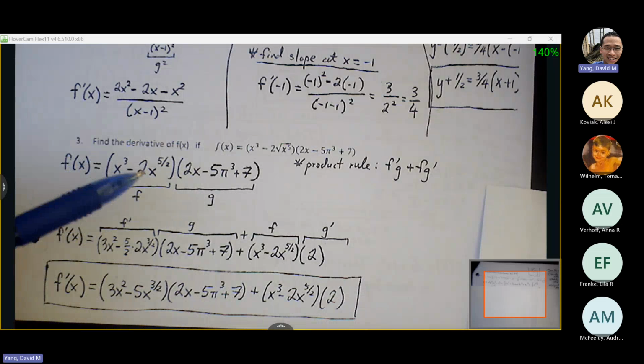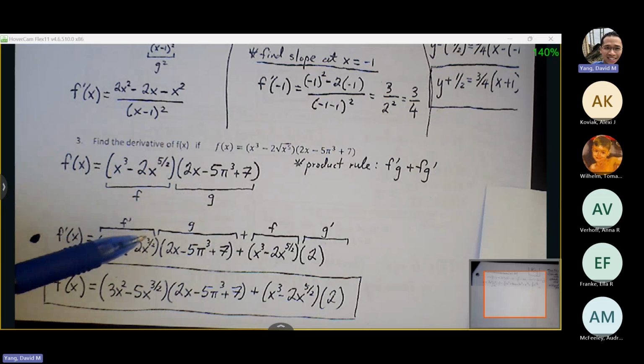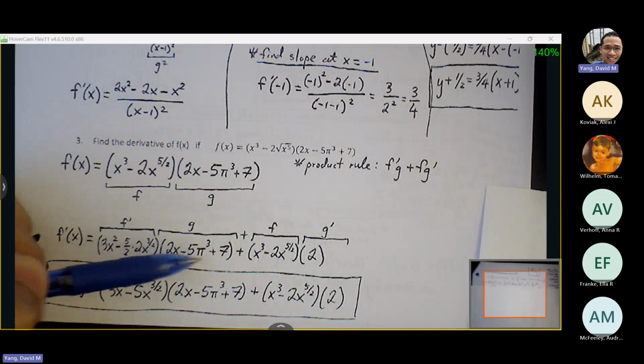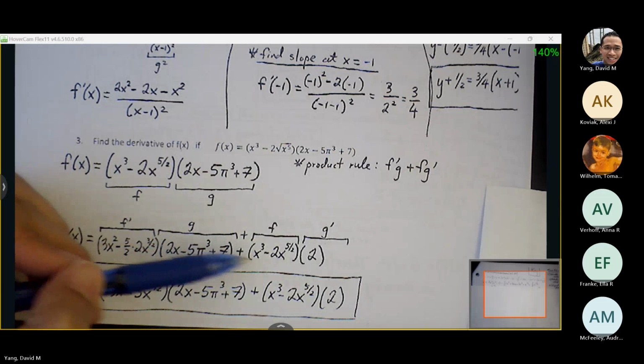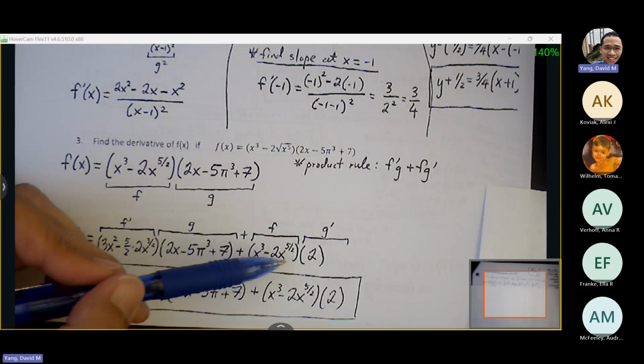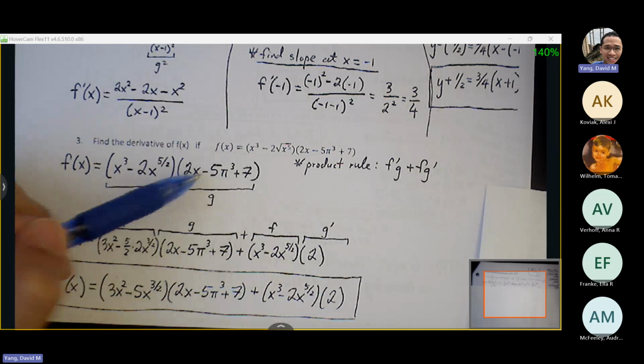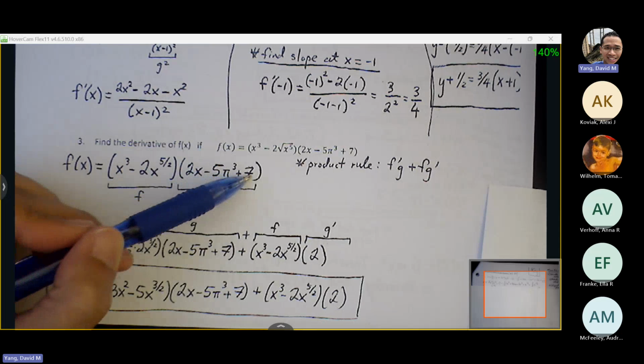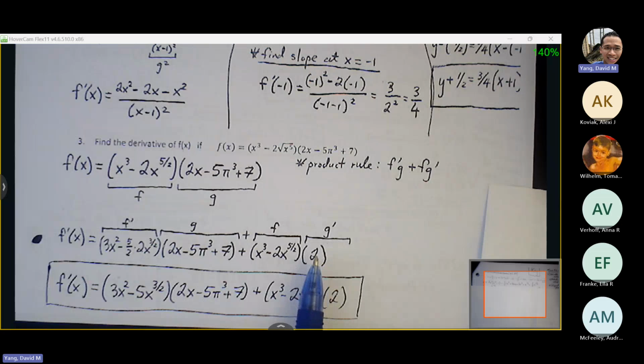x cubed becomes 3x squared. This term here, we go through power rule, bring down the 5/2, subtract 1 from the exponent. Keep the g function. We don't find the derivative just yet. And then f, we keep that f portion. And then the derivative of 2x minus 5 pi cubed plus 7 is just 2, because 5 pi cubed, pi is just a number. So this is a constant that goes to 0. 7 also goes to 0. So the only thing that comes out of g prime is just that 2.